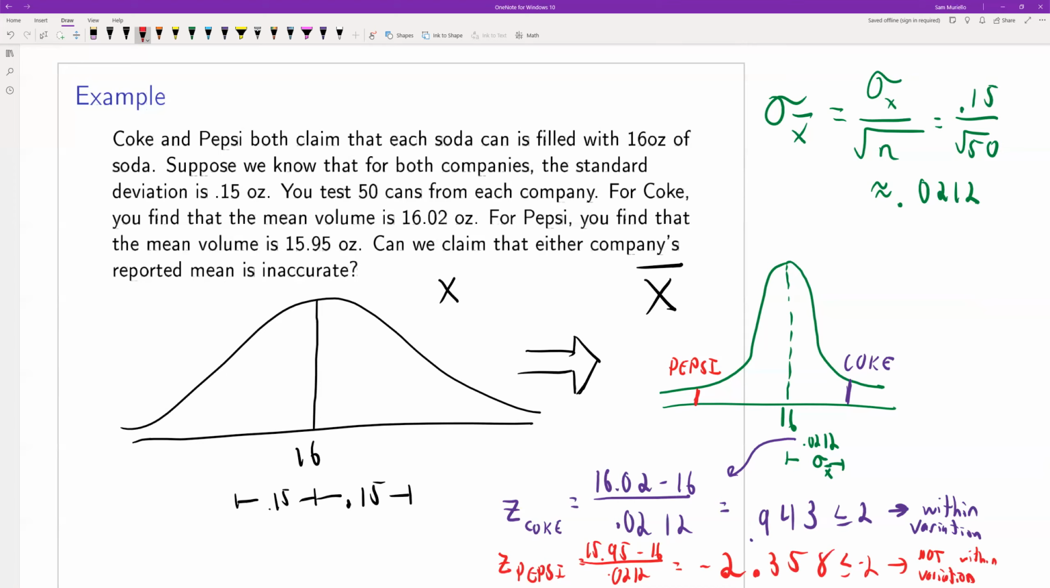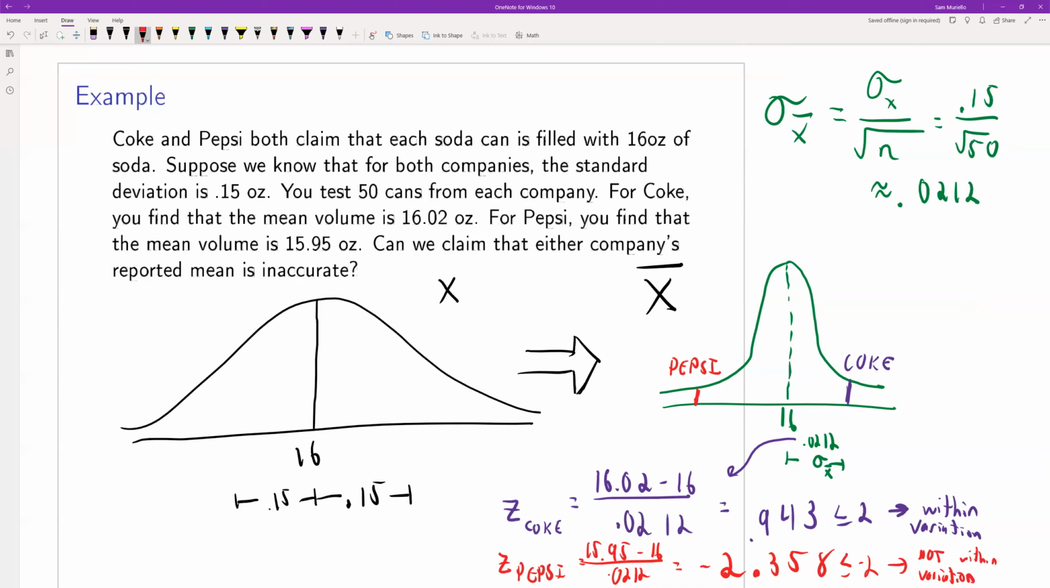What does this mean? Well, it could mean a couple of different things. Maybe the original claim that 16 ounces was the mean was incorrect. Maybe Pepsi's undercutting us. They're not filling each can up the full way to 16. They're only filling it up to 15.95 or something a little bit less. And so they're trying to save a little bit by underfilling each bottle. Quality assurance programs will do this all the time to make sure that soda companies aren't lying about how much they put in. They're always telling the truth, and we can take these samples to make sure.